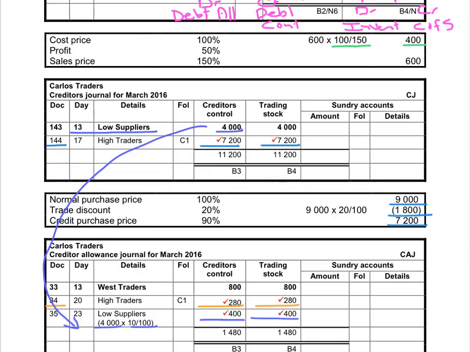In the creditors' journal, the creditors will be credited because we owe them more money, and trading stock will be debited because we bought goods and our stock asset increases.